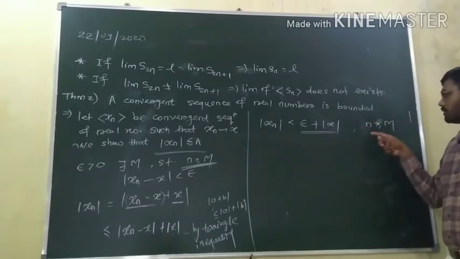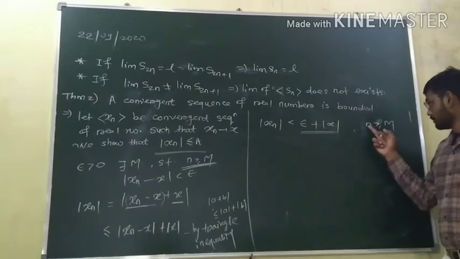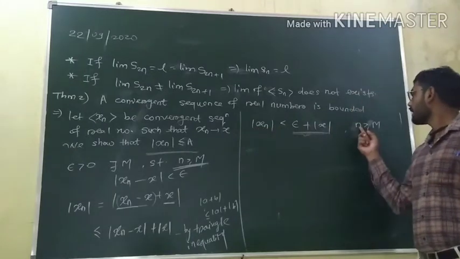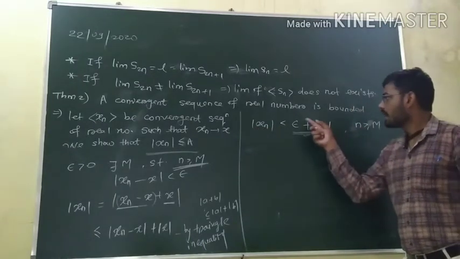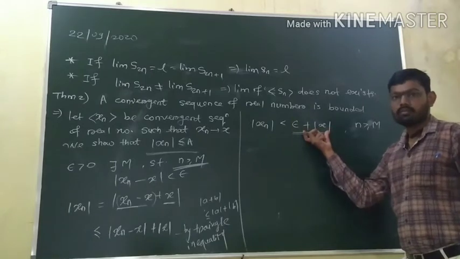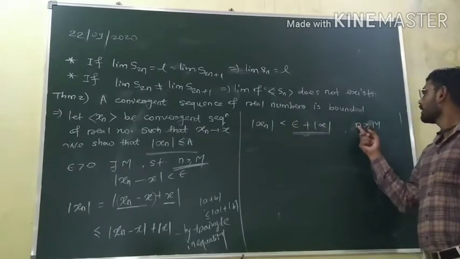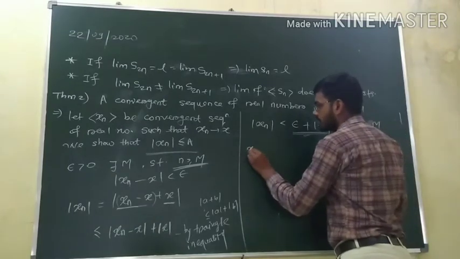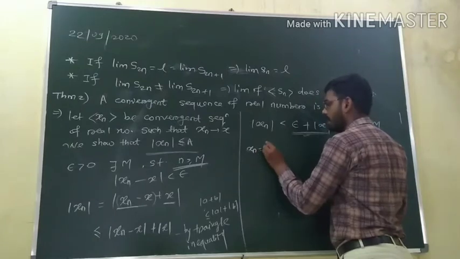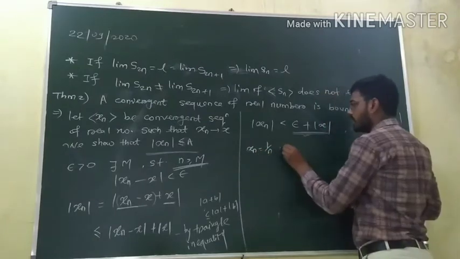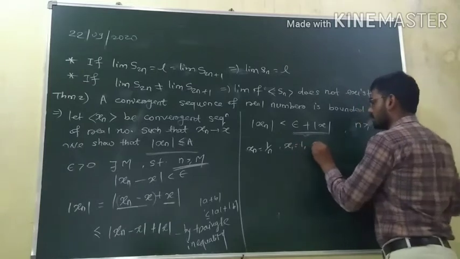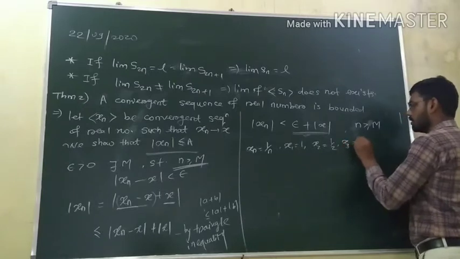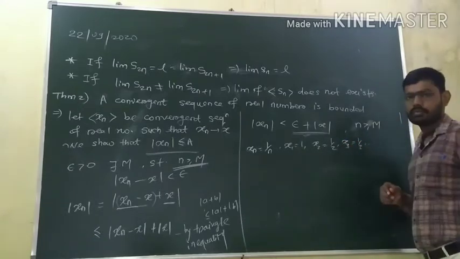But what about the elements when n is less than m? All the terms with n greater than or equal to m are less than this number, but what about the terms where n is less than m? For example, suppose xn is the sequence defined by nth term 1 by n. So the first term is 1, the second term is 1 by 2, the third term is 1 by 3, and so on.